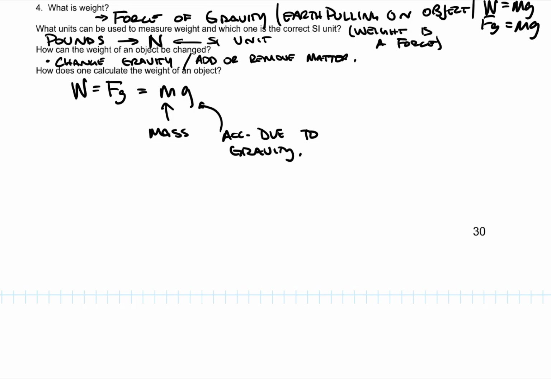And this is a mistake that I've been seeing you make. What you've been doing, in order to find the weight, you've just been saying that it's 10. Weight's not equal to gravity. Weight's equal to the force of gravity. And in order to find that, you have to take the mass and multiply it by 10 meters per second squared.